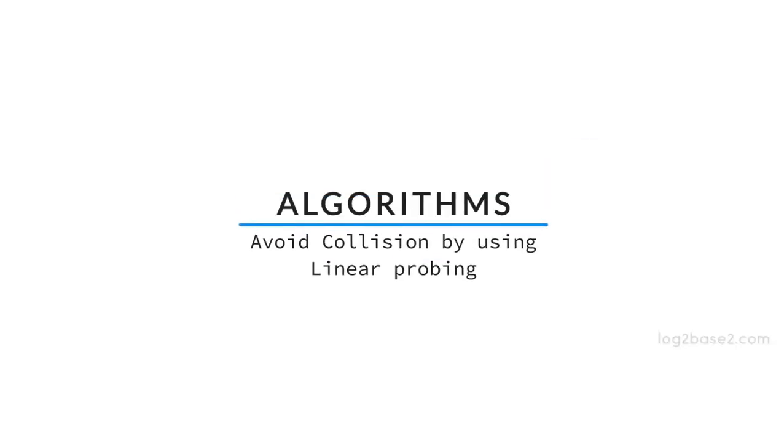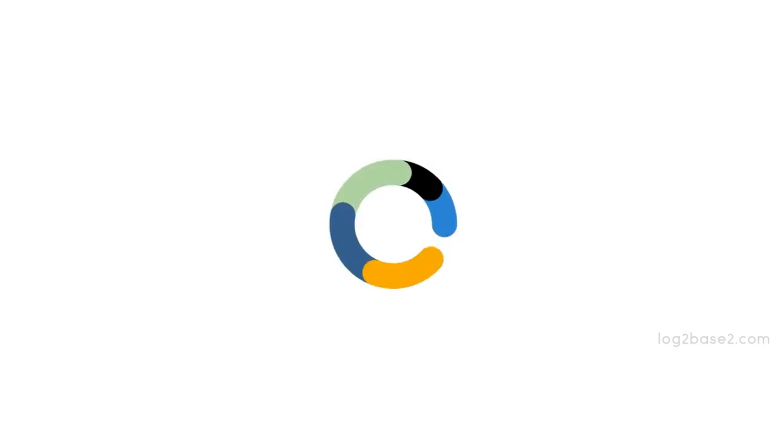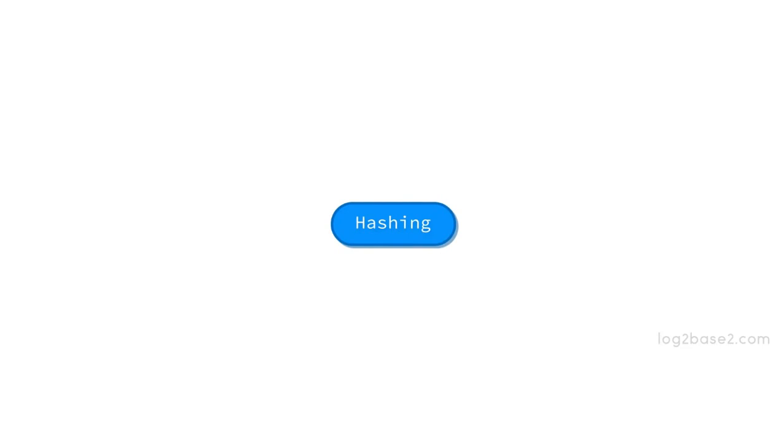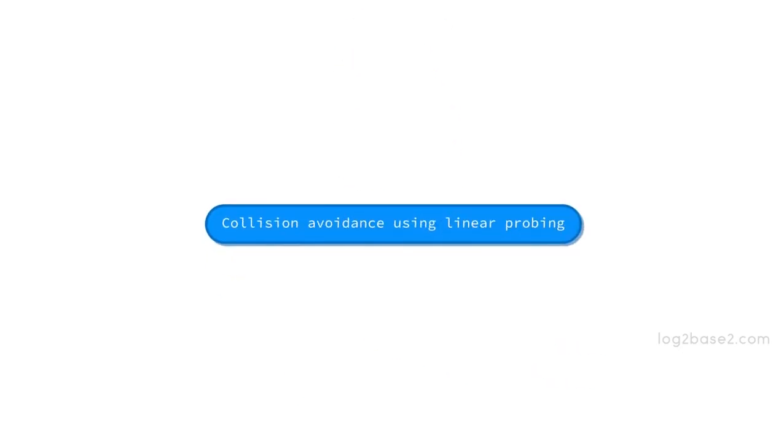Hello friends, in this video let us learn how to avoid collision by using linear probing, which is also called closed hashing. In the previous video we learned about hashing, and we also learned that in hashing a situation called collision may occur. So let us understand it using an example.